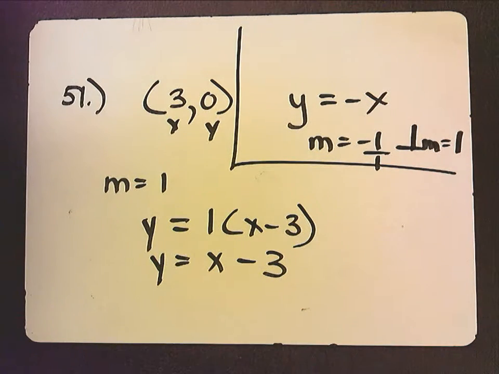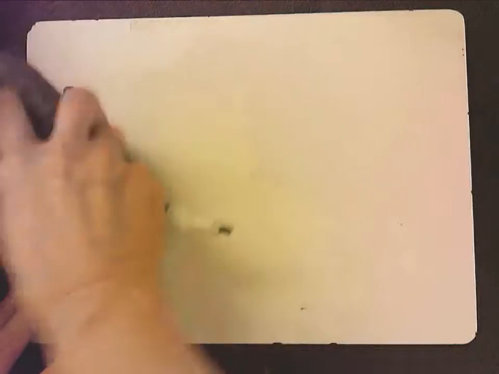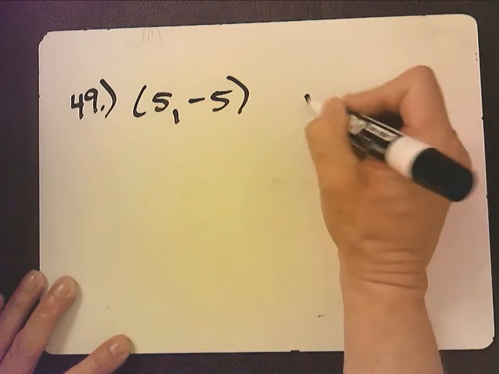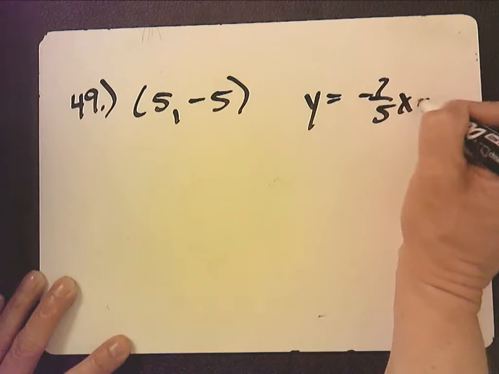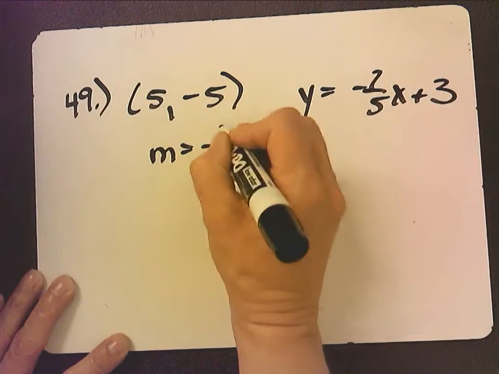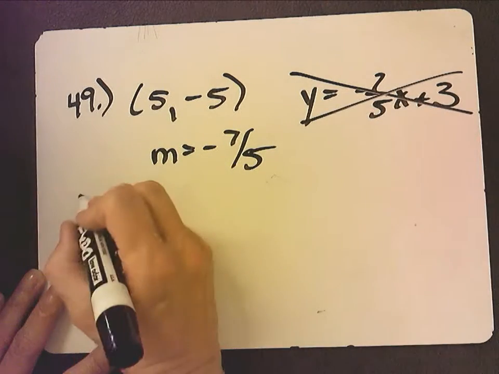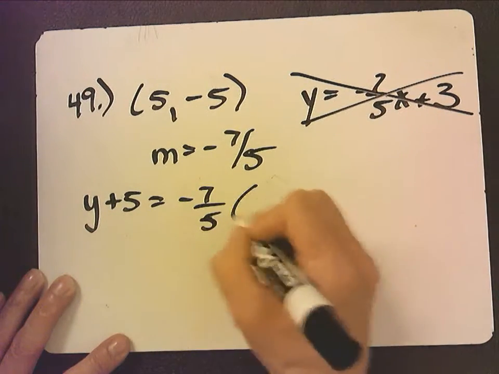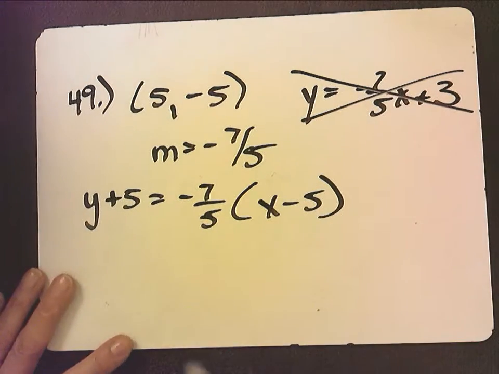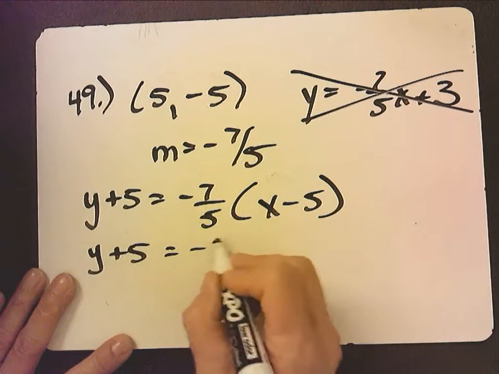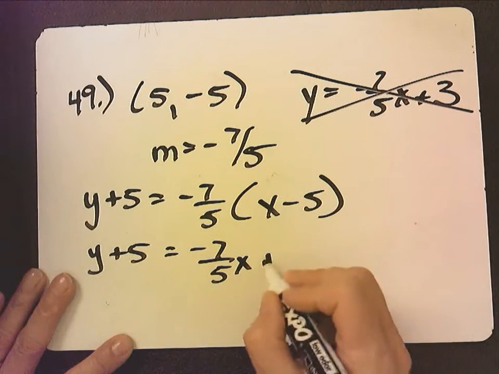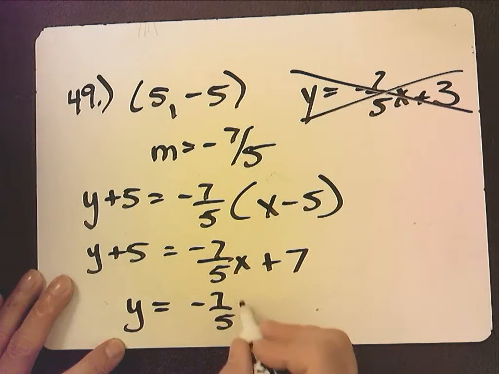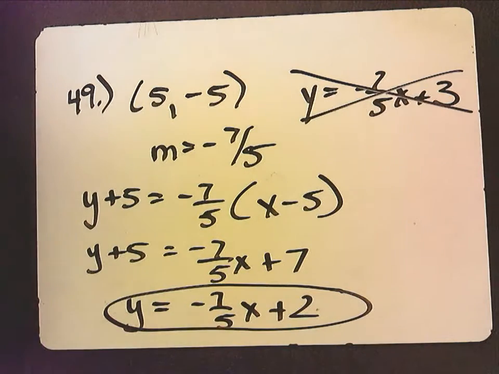And that would be, let's say, number 49. So let's do 49. 49 says it goes through this point, and it's parallel to this equation. So if it's parallel, that just means I have to use a slope of -7/5. I can ignore that now. I say y minus -5 equals -7/5 times x minus 5. And this becomes y plus 5 equals -7/5 x plus 7, because that becomes 35/7. And so I get y equals -7/5 x plus 2 when I subtract 5 from both sides.